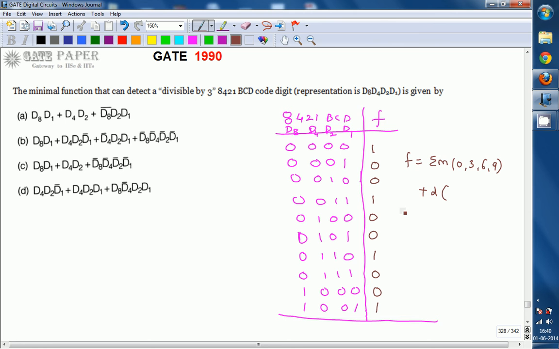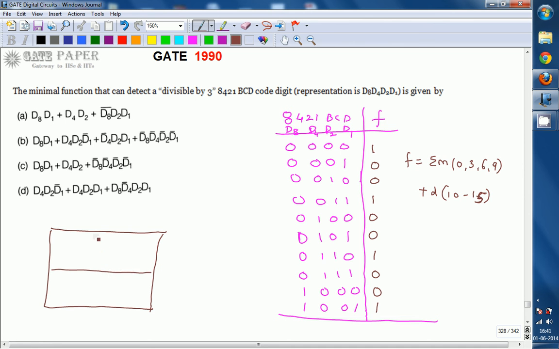Since we are going with 4 variables but using only 10 combinations, the other combinations, 10 to 15, are not used. There are 6 different combinations that are don't cares. Now we have to use a 4 variable k-map to minimize this function f, and that will give the right answer.